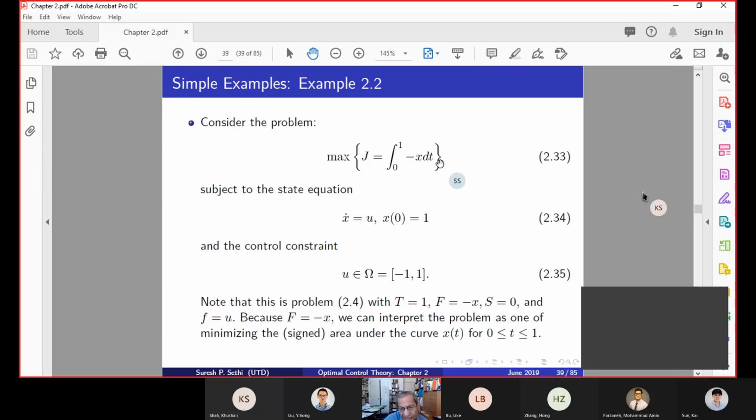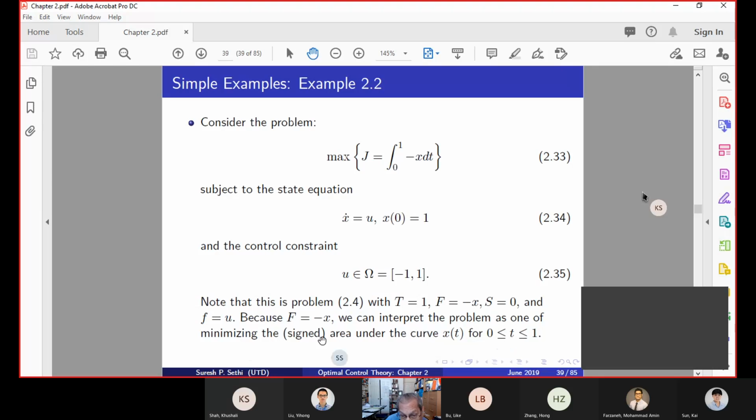Maximize the integral of minus x dt, x dot equal to u, x0 equal to 1. Let's specify the control to be between minus 1 and plus 1. So if you look at our problem 2.4, which is the general control problem of this chapter, then capital T is 1, F is minus x, S is 0. So it's a Lagrange form, not a Bolza form, because the S is not there. And the dynamics is x dot equal to u. And because F is minus x, the integral of x dt is the area under the trajectory x, and minus x is the negative of the area.